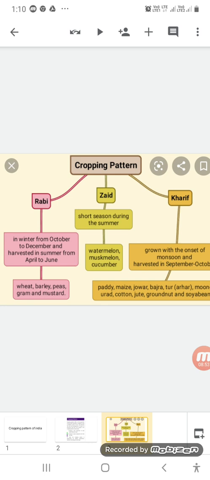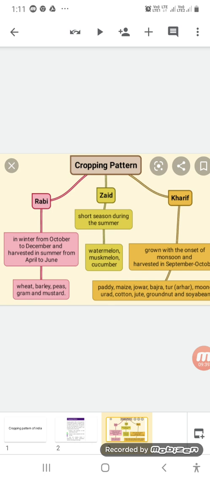Now going to the third category, the Zaid crops. This season is in between the Rabi and the Kharif, that means between winter and summer season. The sowing season here is March and April, and these crops are harvested in July and August, or sometimes September. The examples of these crops are watermelon, muskmelon, cucumber, different vegetables, fodder crops, etc.